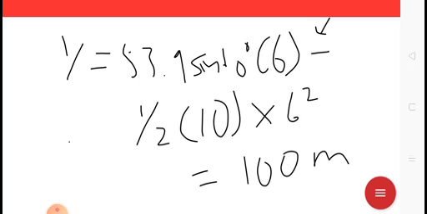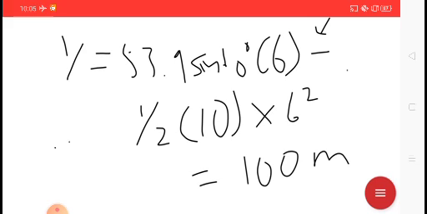C, the speed of the baseball after 6 seconds. In this question, they mention the speed. They never mention whether it is vertical or horizontal, so it means the resultant speed. When it is a resultant, you need to consider the vertical and horizontal components together.